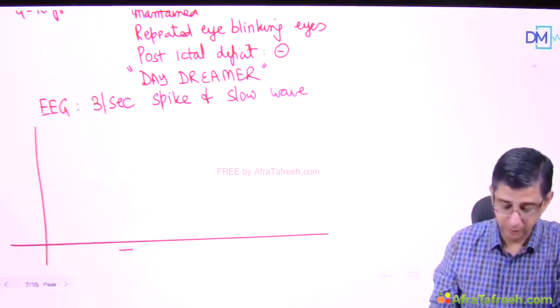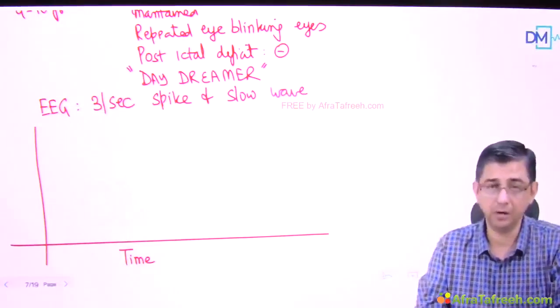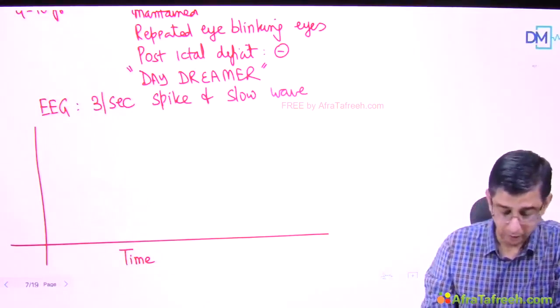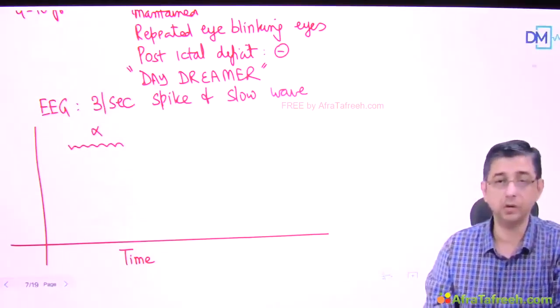On the x-axis will be the time, on the y-axis will be these electrodes. The left side will have an odd number and the right side will have an even number. In the electrodes of the patient, I will first tell the child to keep his eyes closed, so I will have an alpha with eyes closed.